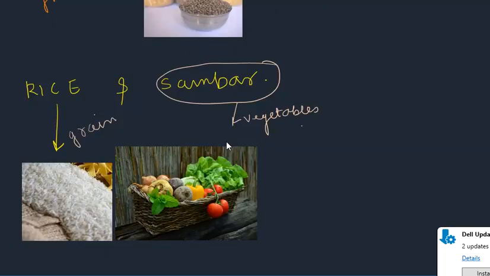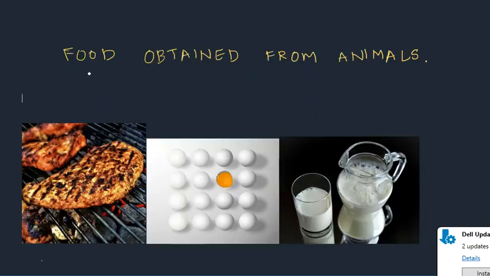Now, from the above example, you got to know that we get most of our food from plants. There are also many other food items which we obtain from animals. Now, let's look at the food obtained from animals. First one is meat. It can be obtained from the hen or from the goat, etc. Namely chicken, mutton, then fish or seafood. So these are the foods obtained from animals. Then comes the egg. Egg is obtained from the hen.